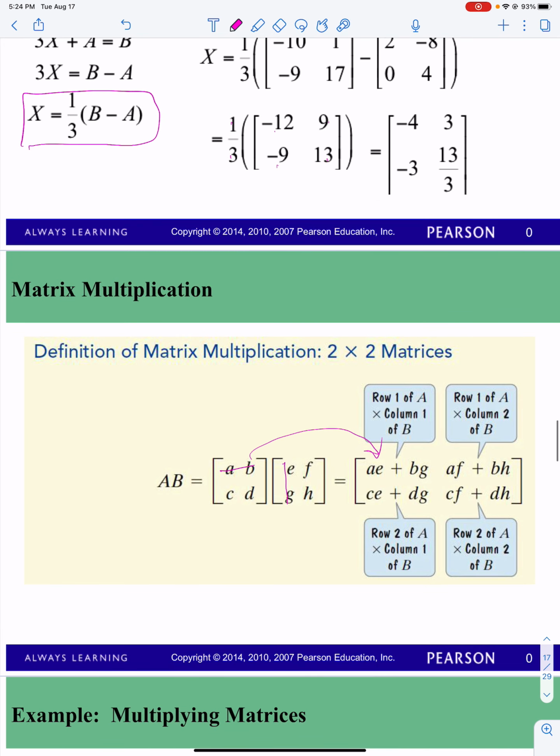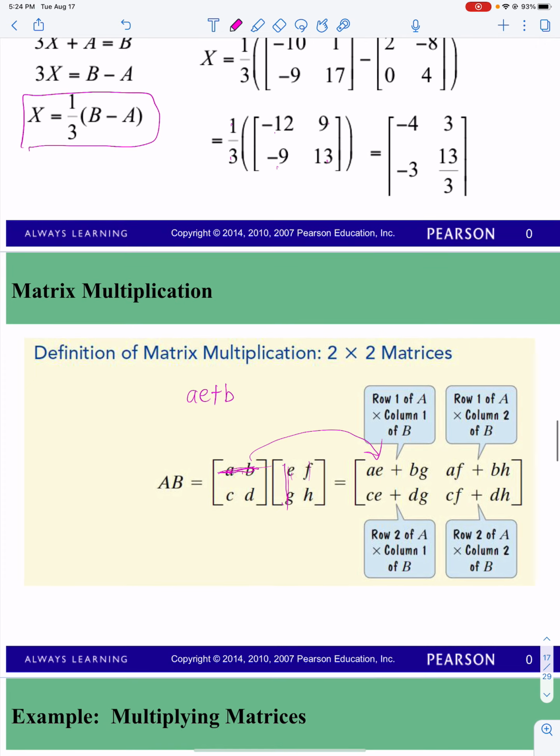Okay. So the next one is matrix multiplication. The definition of matrix multiplication for 2 by 2. What will you do for the matrix multiplication? It means the first row times the first column. So the first row times the first column. What will you do? A times E plus what? B times G. Yeah, so this is row times column.